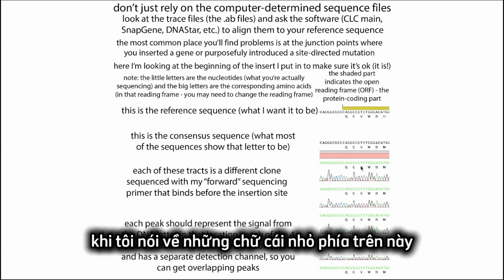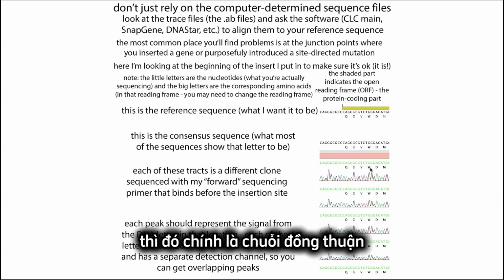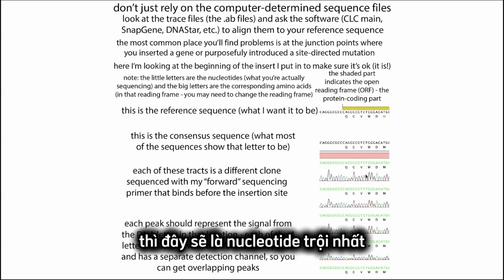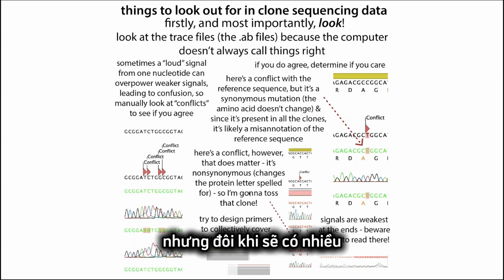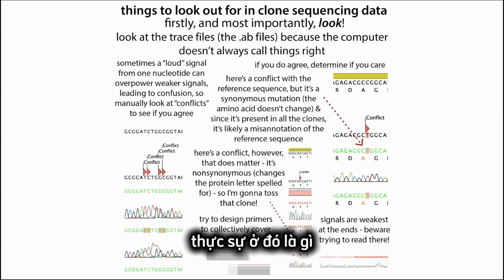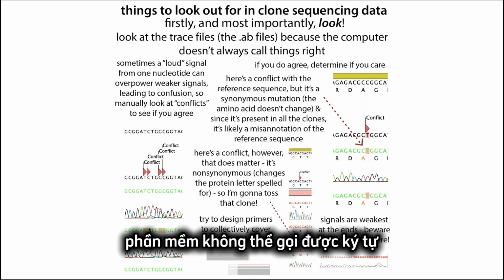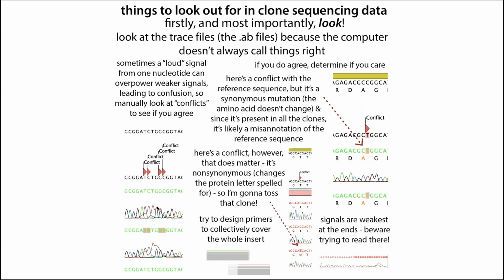So when I was talking about these little letters up here telling you which DNA letter was read out, this is going to be the consensus sequence. So if you had multiple sequences in here, this is going to be the most prominent nucleotide at that position. But sometimes there's going to be multiple traces, and the software isn't going to be able to figure out what is actually there. And so you'll see something like an N or an X, which is basically saying that the software can't make the call because you have these overlapping traces.